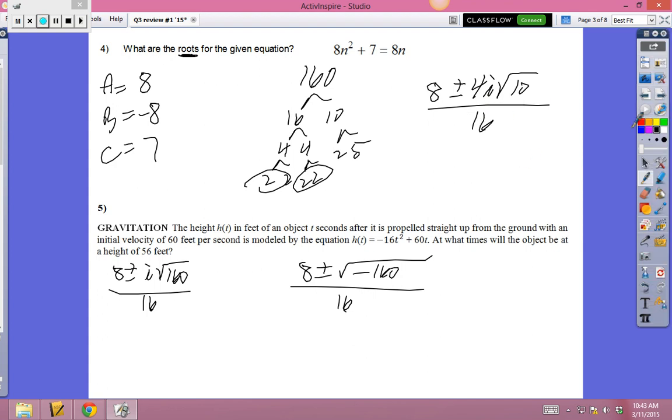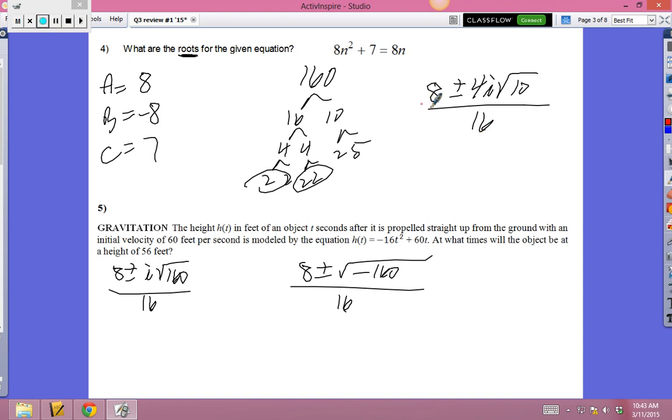Now this is going to simplify because you can divide these by 16. I can divide the 8 by 16 and the 4 by 16. So 8, 4, and 16 change to a 2 plus or minus 1 i square root of 10. Divide this by 4, that's over 4.